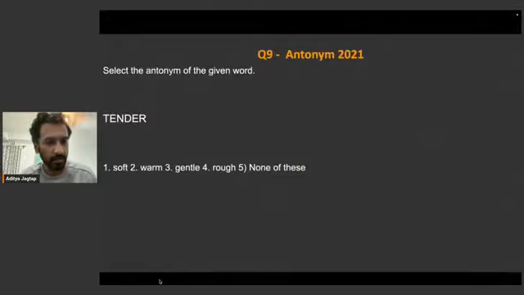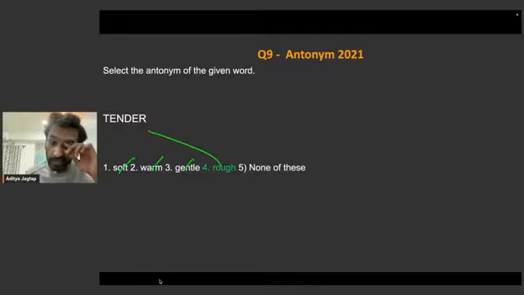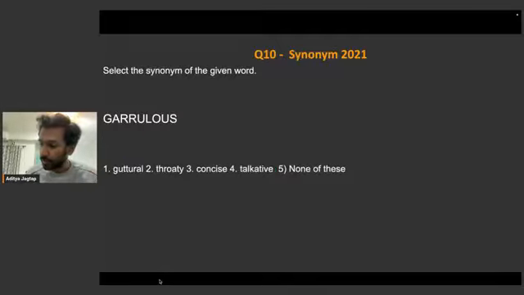Please type in your answers. Really easy question. All right, the right answer, there's no point waiting also with this. The right answer here would be tender, rough is just the opposite of soft, warm, and gentle. Tender is the antonym of rough.